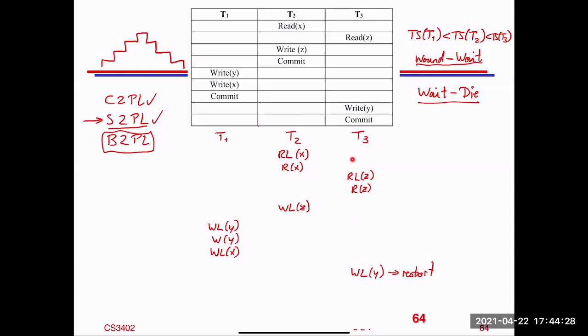All these operations here are rolled back, and the lock on Z is released. In particular, this will allow transaction T2 to progress. So it can finally proceed to write Z, but before it does that, it will unlock X, just like before, for the same reason, and then it will finally perform the write on Z.